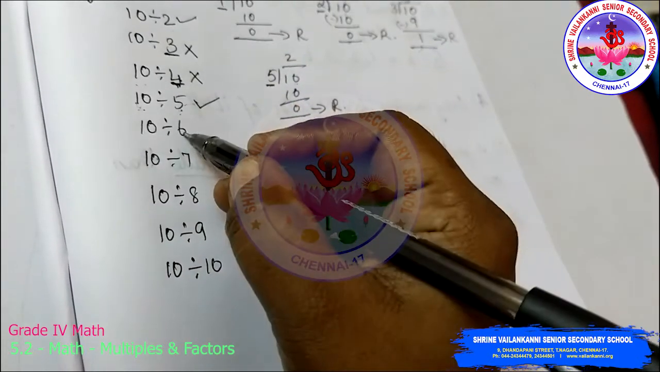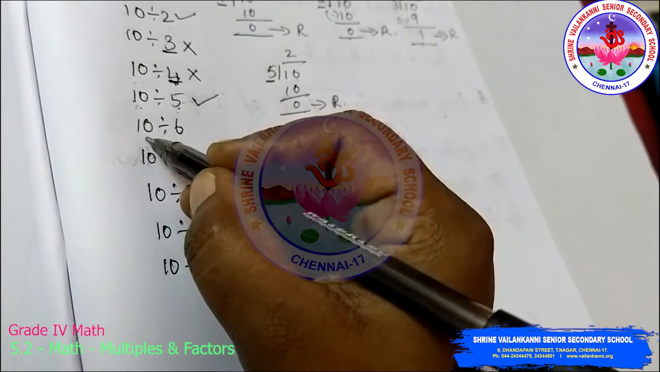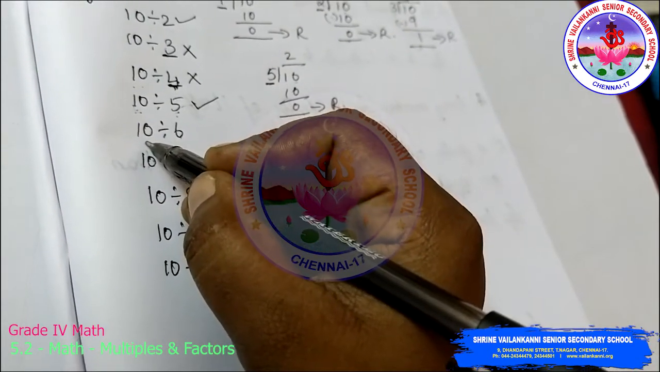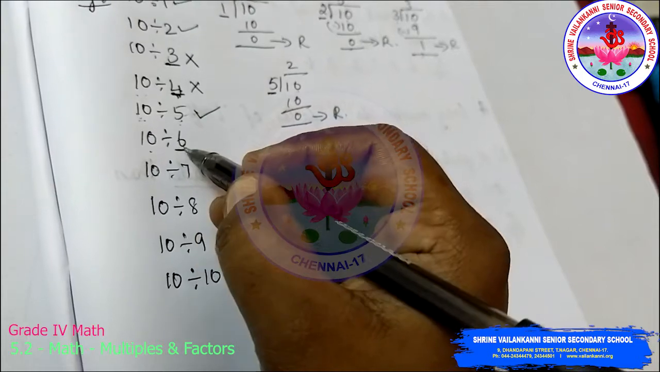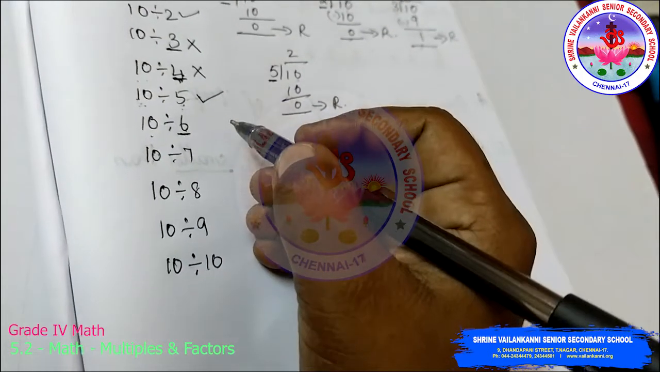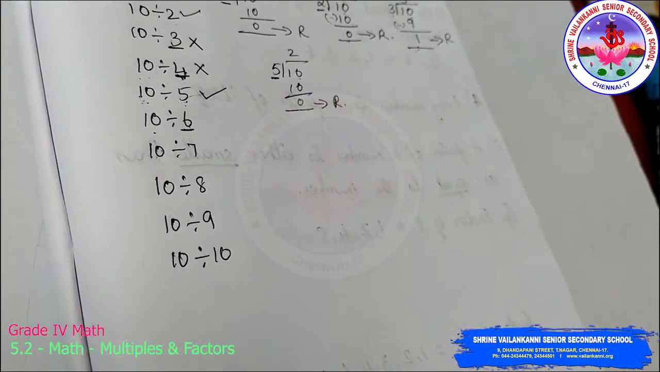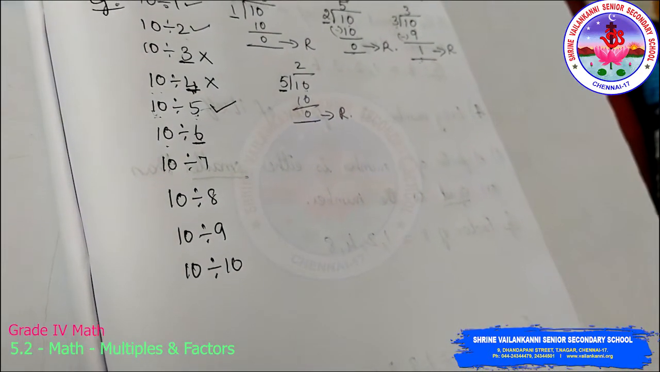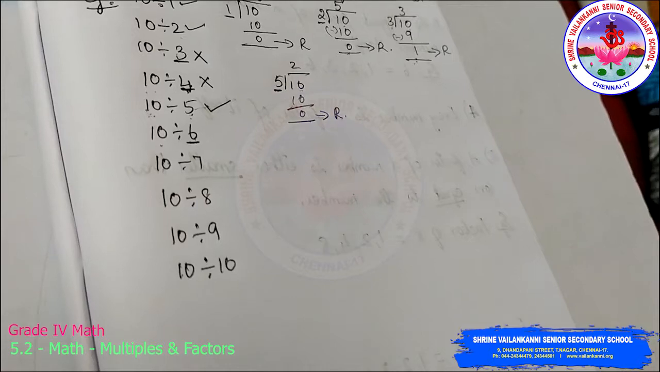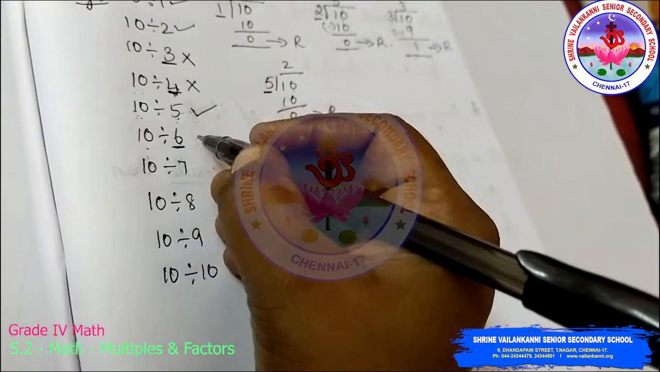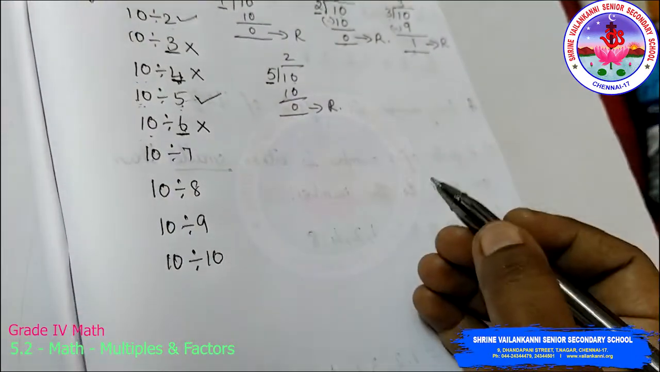Next, in the 6 table, will you get 10? No, we will not get 10 in the 6 table. 6 1s are 6, 6 2s are 12. Obviously we are not getting 10 in the 6 table. So 6 is not a factor of 10.